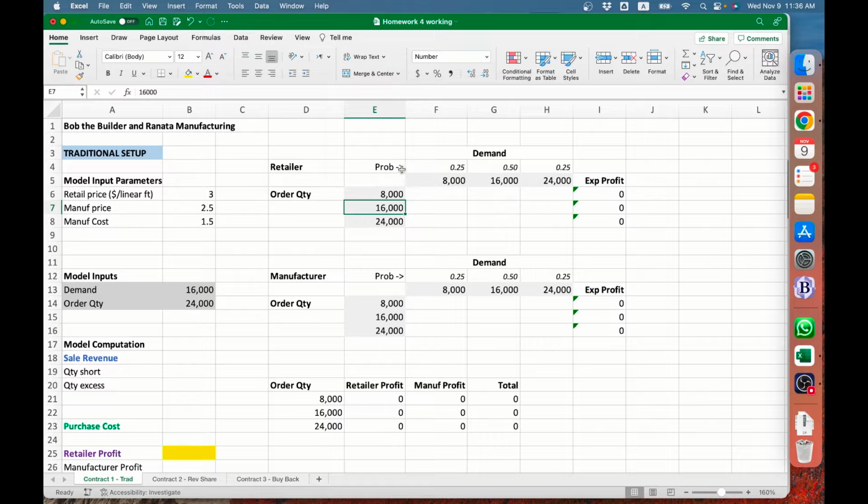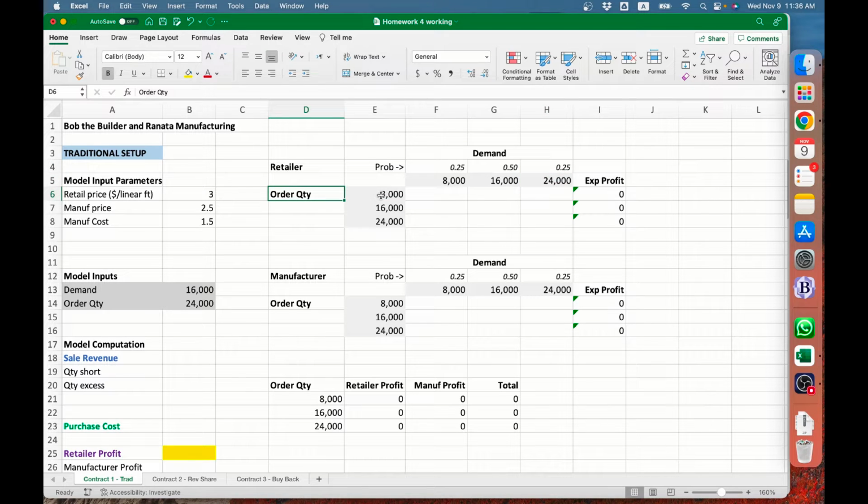We also have from the case probabilities of demand. So we have this demand distribution right here from the case, right? So the probability of 0.25, demand can be 8,000, probability of 0.5, demand can be 16,000, and 24,000 for the probability of 0.25.